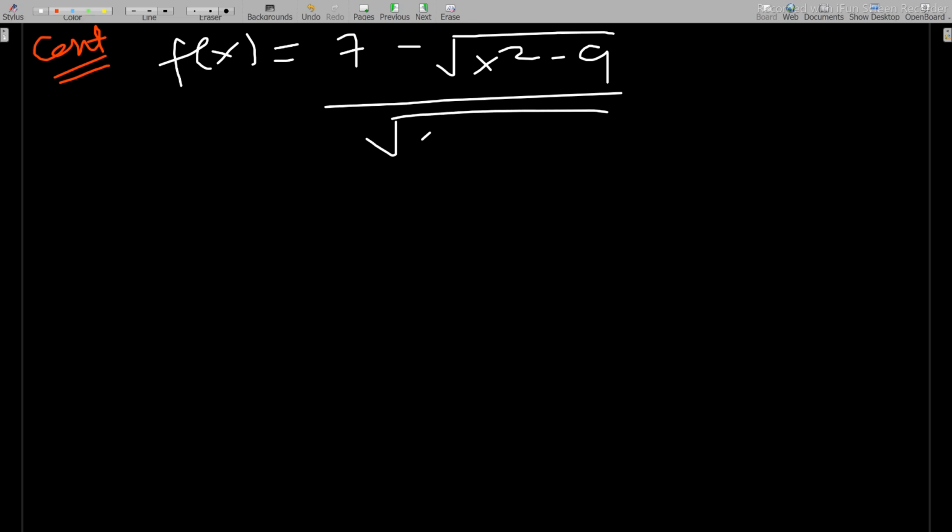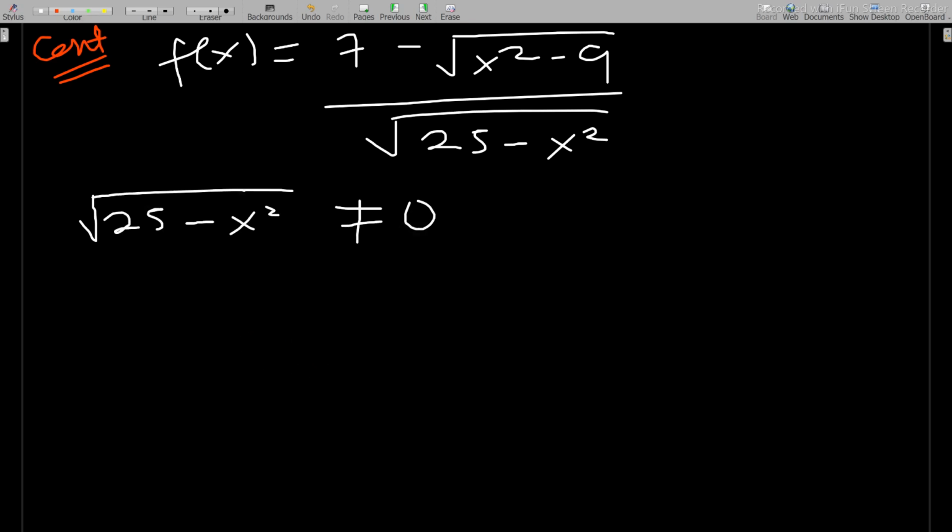slide. You have f of x being equal to (7 minus the square root of s squared minus 9) over the square root of (25 minus s squared). So in the first place, for a fractional function to be defined, the denominator shouldn't be equal to 0. Okay, so this should never be equal to 0. That's the first thing we can say. So it means that 25 minus s squared should never be equal to 0.